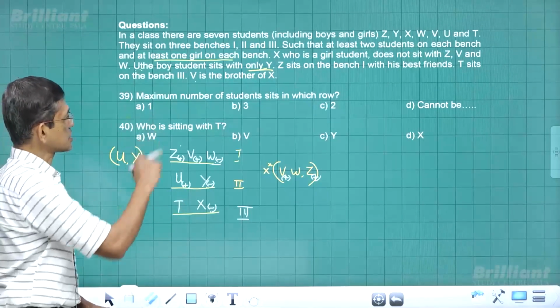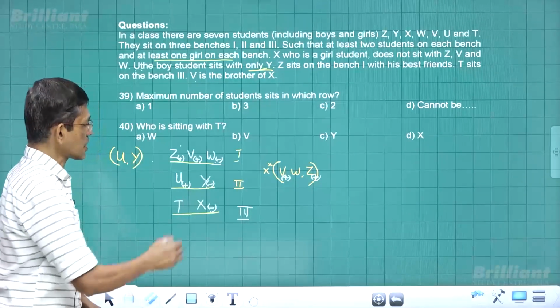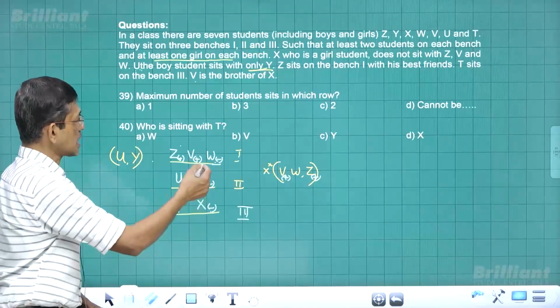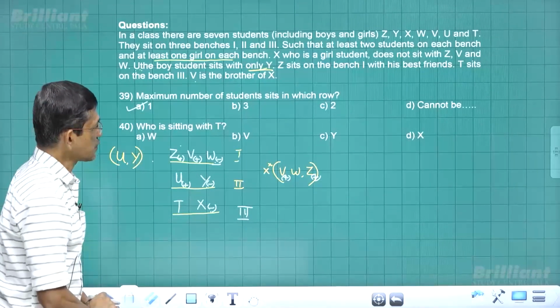First of all, look at the questions. 39: Maximum number of students sit in which row? Row number 1. So 3 students, that's the maximum number, in row number 1. And who is sitting with T?